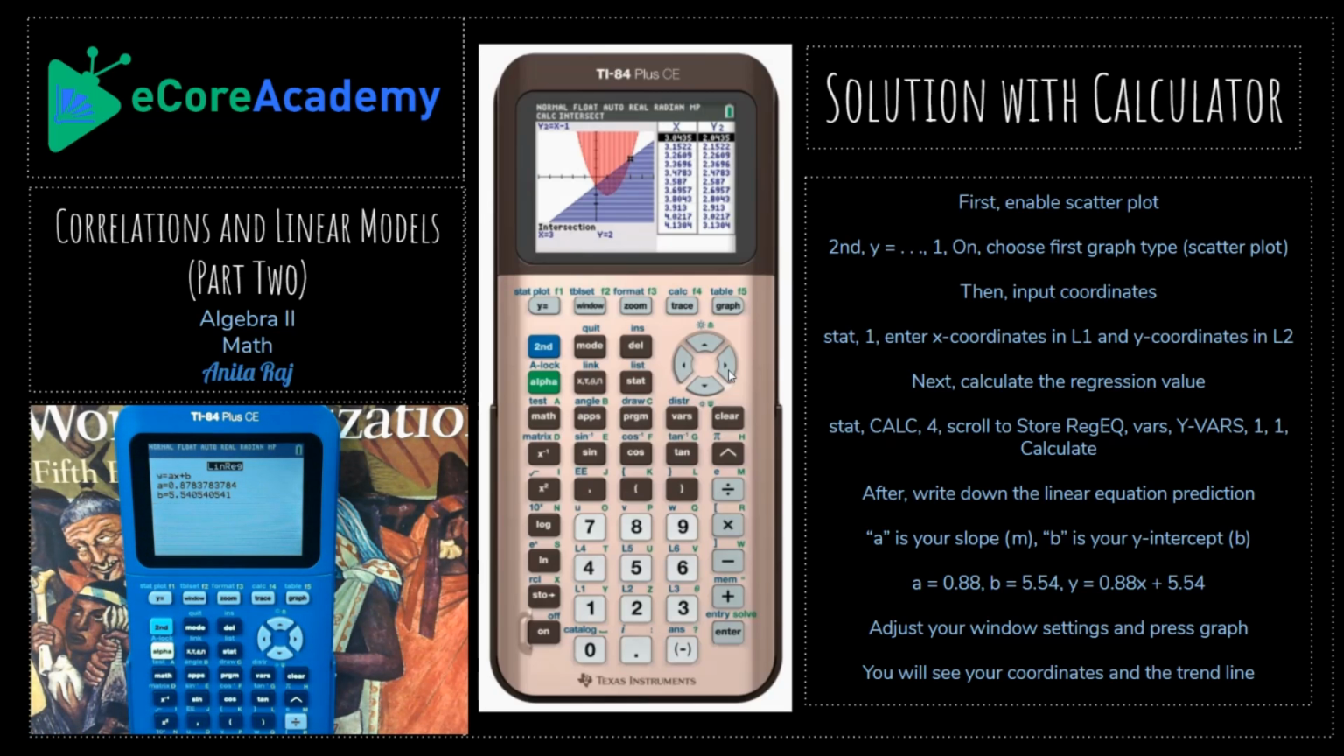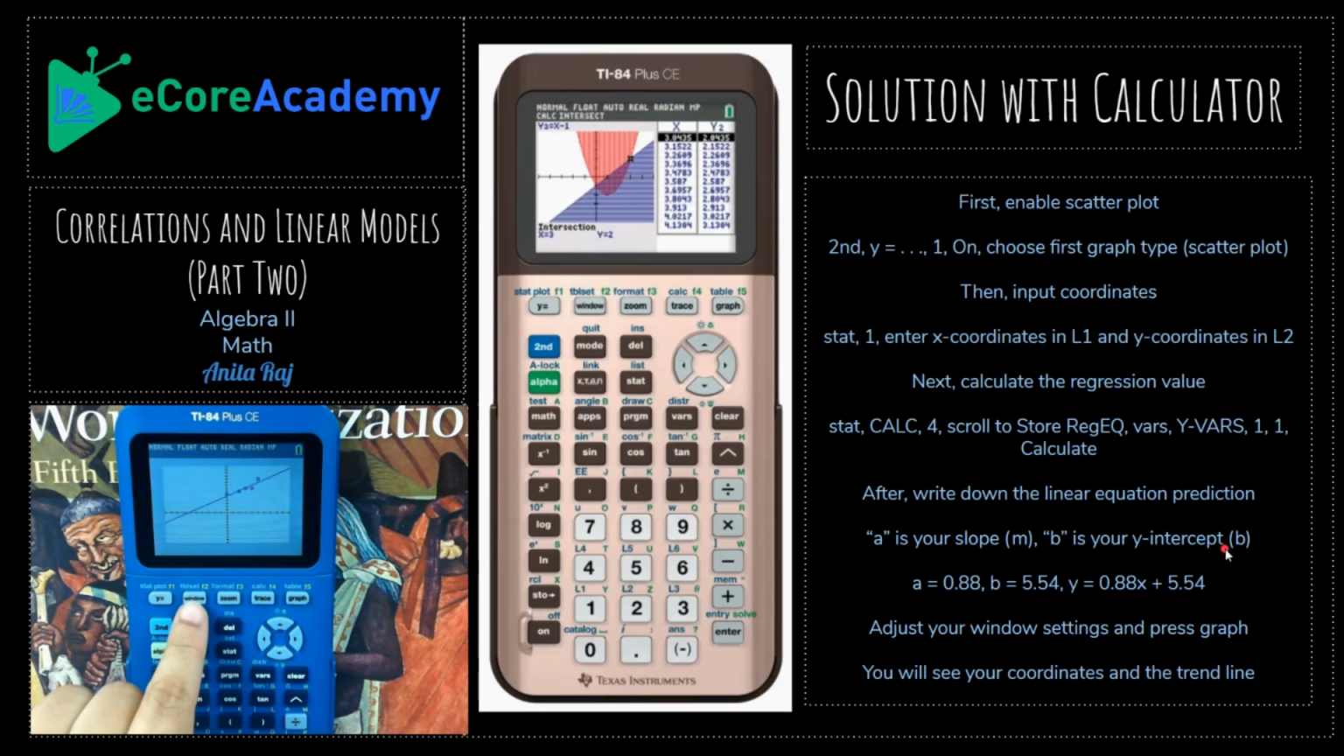After that, you want to write down the linear equation prediction. A is your slope, which is m, and B is your y-intercept, which is b. Look how the calculator gives the form to you. They don't give you y equals mx plus b. They give you y equals ax plus b. In this case, A is just substituting m. So A is your slope. Here, they're giving you the value 0.878, etc., which I rounded to 0.88. For B, they give you 5.54054, which I approximated to B equals 5.54. If you put it all together and write it as a proper linear equation, you get y equals 0.88x plus 5.54.